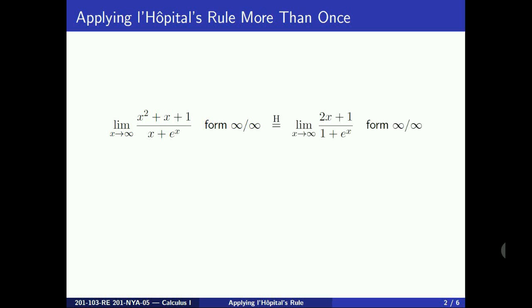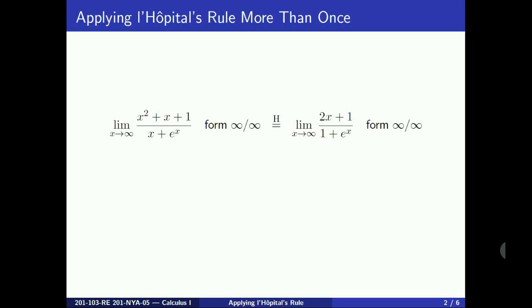Taking the ratio of the derivative of the numerator and the derivative of the denominator, we get the limit of (2x plus 1) over (1 plus e to the x). So that's by applying L'Hopital's rule. So once again, we get a limit of the form infinity over infinity, because 2x plus 1 does go to infinity, and so does 1 plus e to the x.